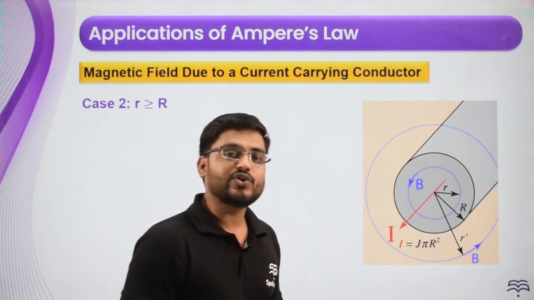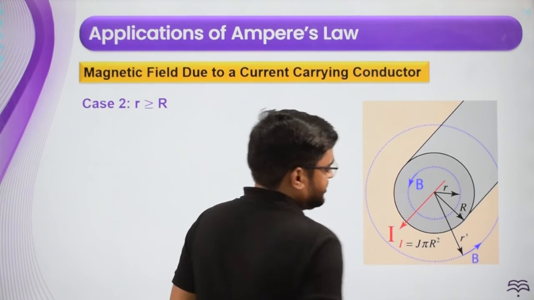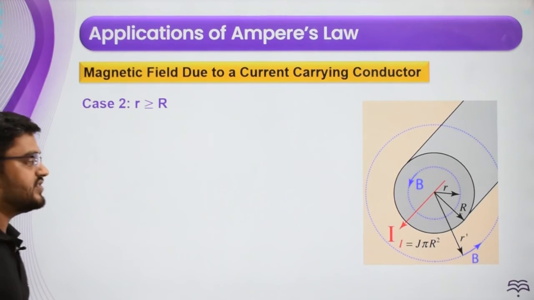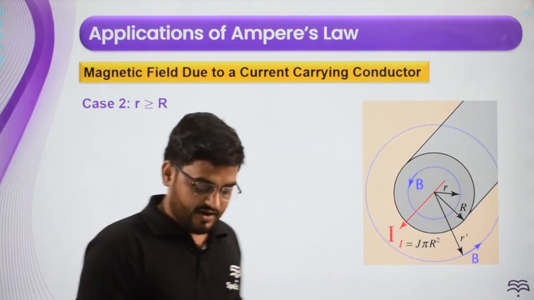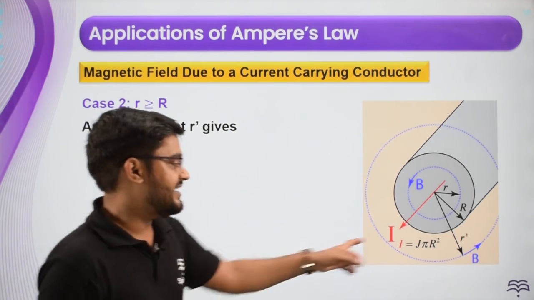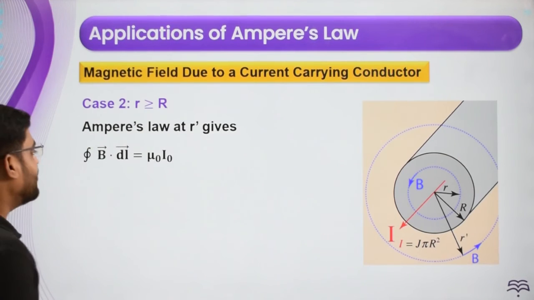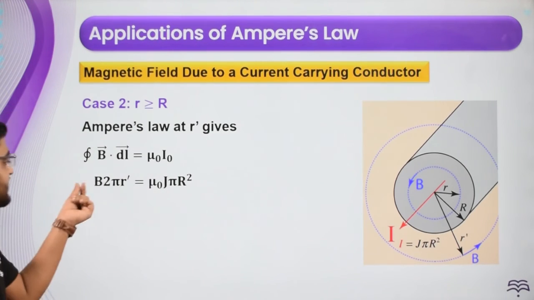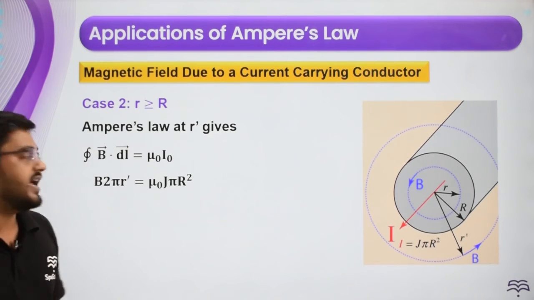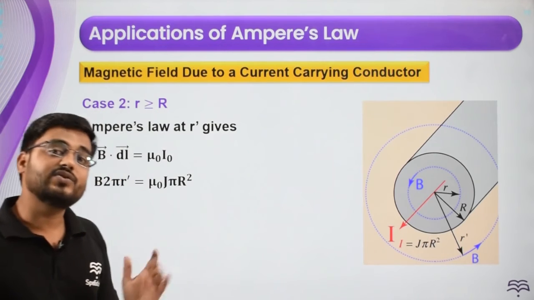situation where we are going to talk about a distance which is bigger than this capital R, r dash. I am writing that here we are going to talk about a distance which is greater than or equal to R. So just at the surface of the conductor or for a point which is outside it. Now Ampere's law at r dash, what does it give to us? So again, ∮B·dl is equal to μ₀ into the sum of all the currents. Now same thing, B·dl is just the magnitude of the magnetic field into 2πr. And what about μ₀ into I? μ₀ is μ₀, and I is the total current passing through the Amperian loop.